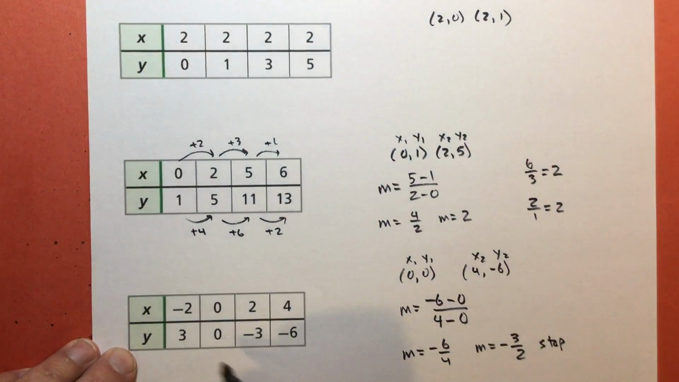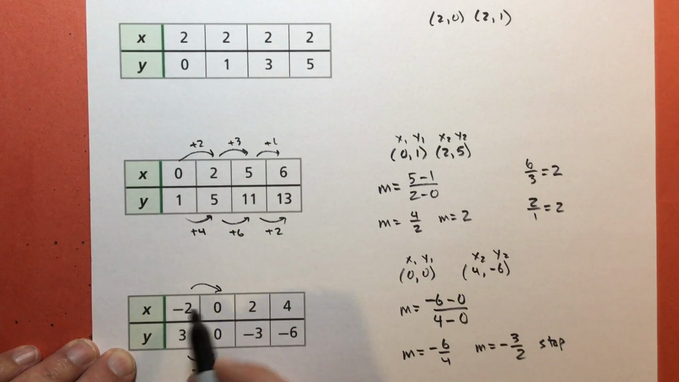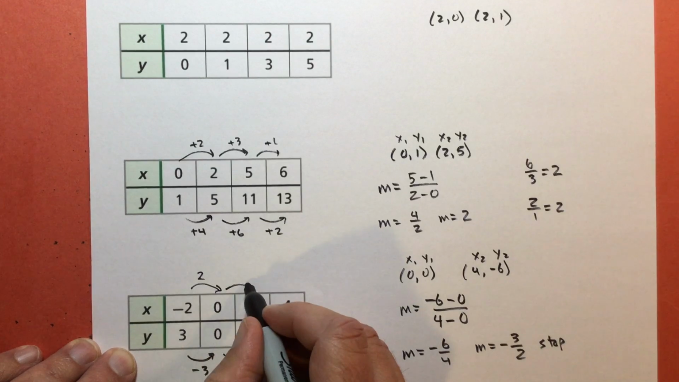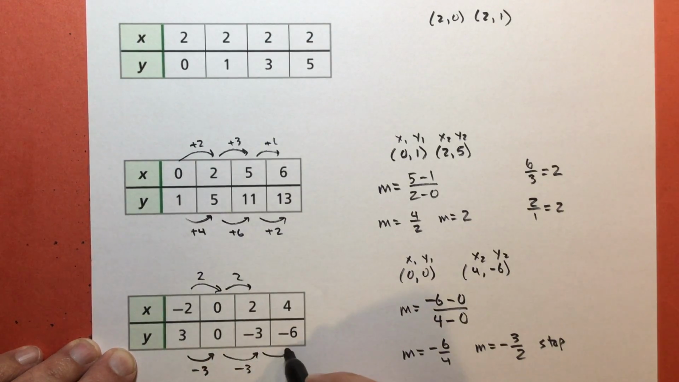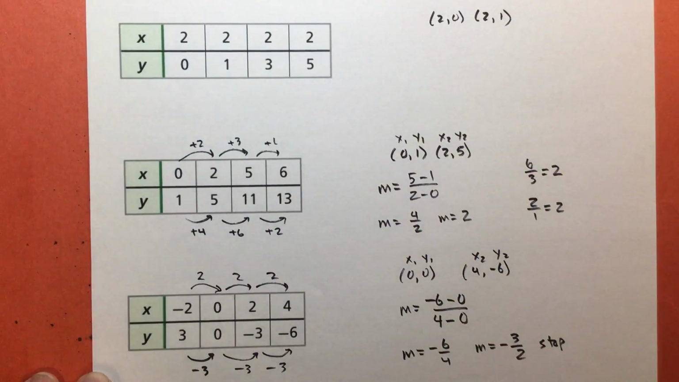And if I look at this, 0 subtract 3 is -3. 0 subtract -2 is +2. Keep going this way, it's -3. Keep going this way, it's 2. Again, -3, 2. So my change in y over change in x is going to be -3 over 2.